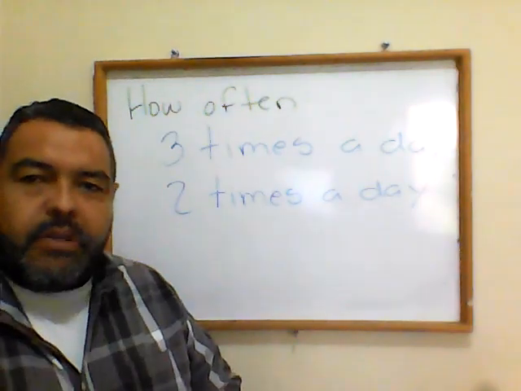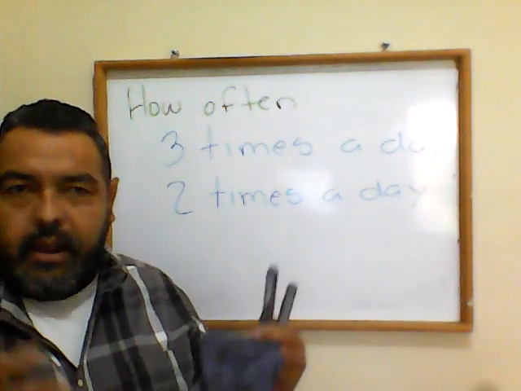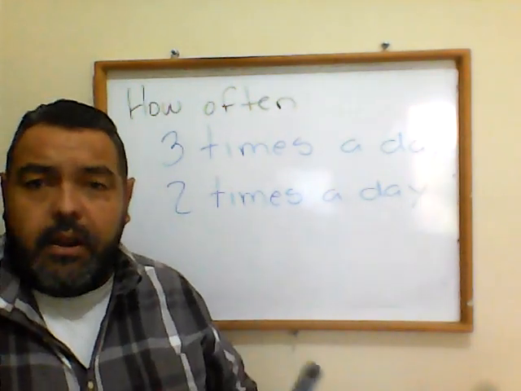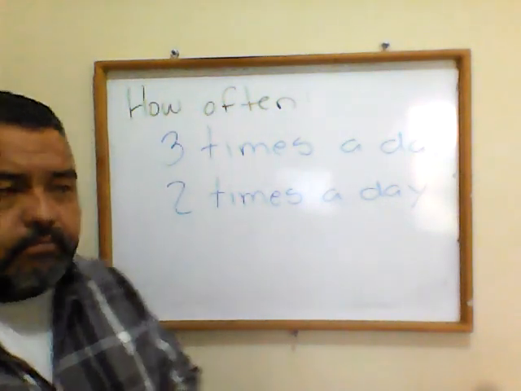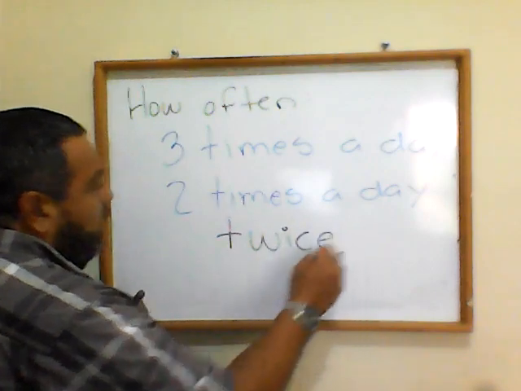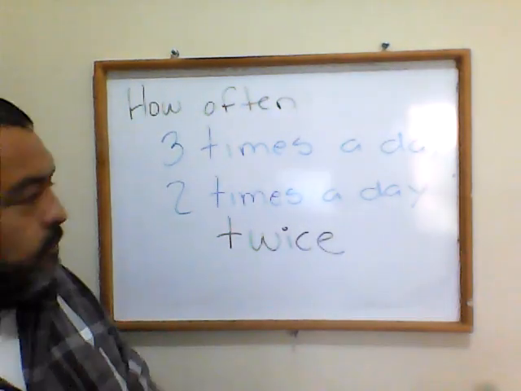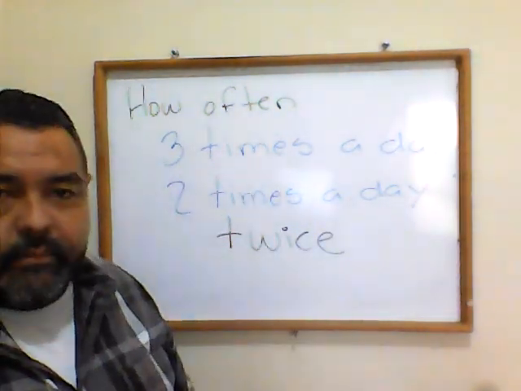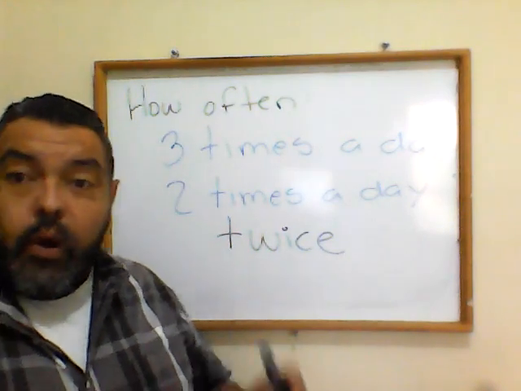Whenever we do things 2 times a day, or 2 times in a month, or 2 times in a year, whenever it's 2 times, I can say twice. Twice a day, twice a month, whenever it's 2 times.